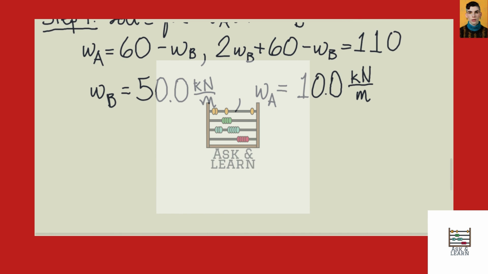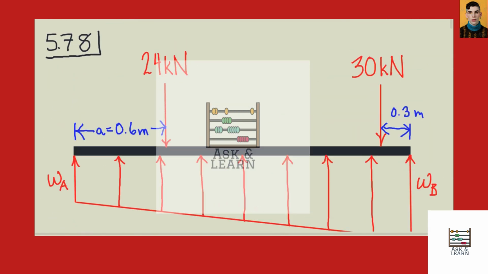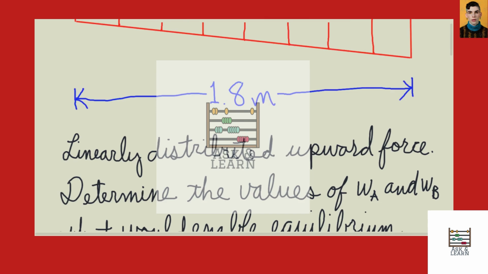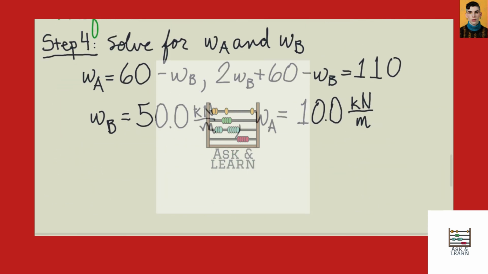And now going back to this equation here, plugging in W sub B, we are left with 10.0 kilonewtons per meter. And that is our initial y-coordinate for our force density linear relation. That concludes our problem. Let me box these.